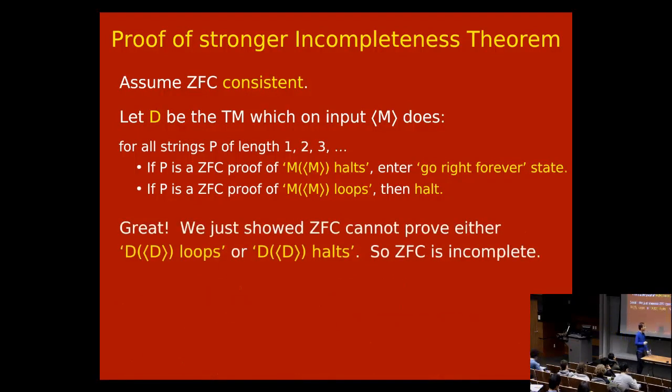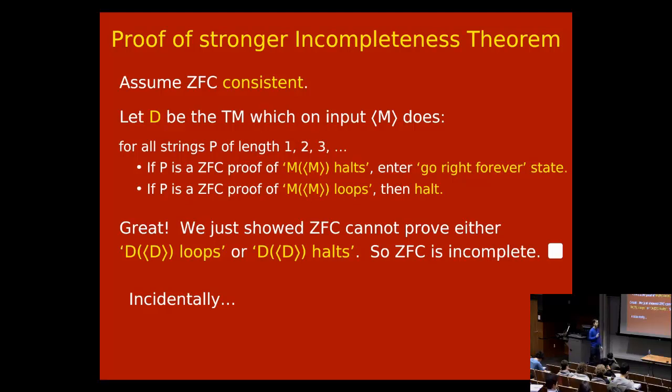We did it. We just showed that Z of C, first we used consistency to show that it could prove at most one of these statements. And then we did a little case analysis and showed that it doesn't prove this one, and it doesn't prove this one. So therefore, we did it. We found a statement, let's say D of D loops, that Z of C can't prove and it can't disprove. And it's not even a weird statement. I mean, D is like a totally explicit Turing machine. There it is. And Z of C cannot prove or disprove that D running on itself halts. So that's it. Now, that's the end of Gödel's first incompleteness theorem.